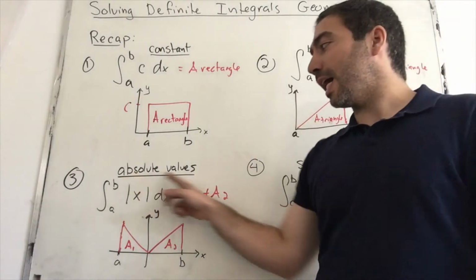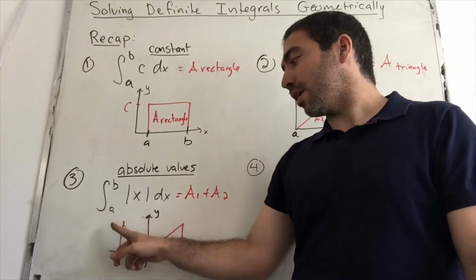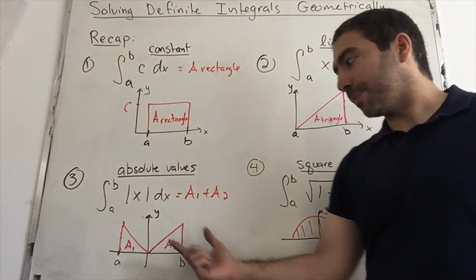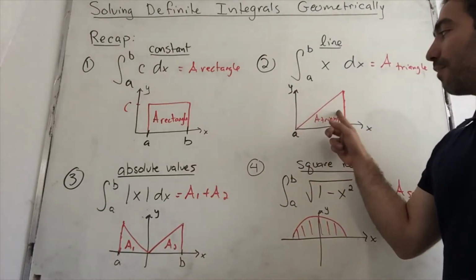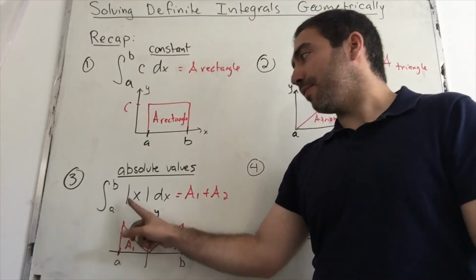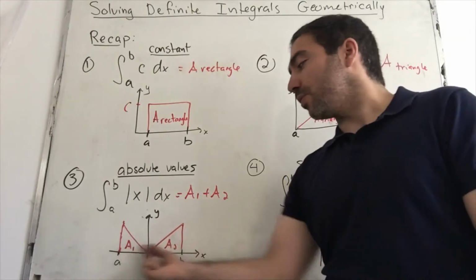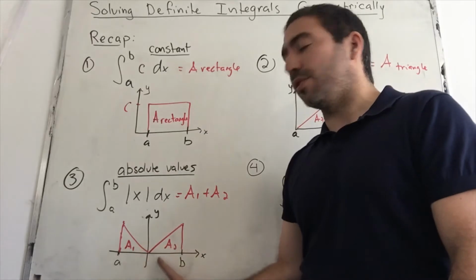Third, if you have absolute value functions, then you're going to get the V, which is going to create two triangles depending on the shape. Even here, we could have multiple triangles, not just one. So if you have absolute values, you're also going to get triangles. Typically, you get two of them, so you add both triangles, and that gives you the total area.